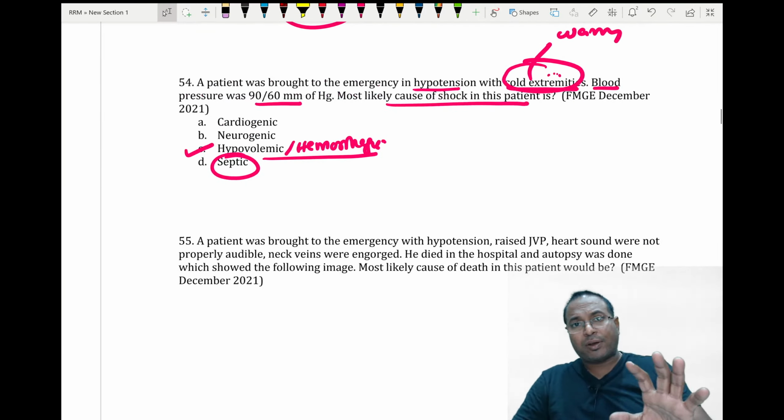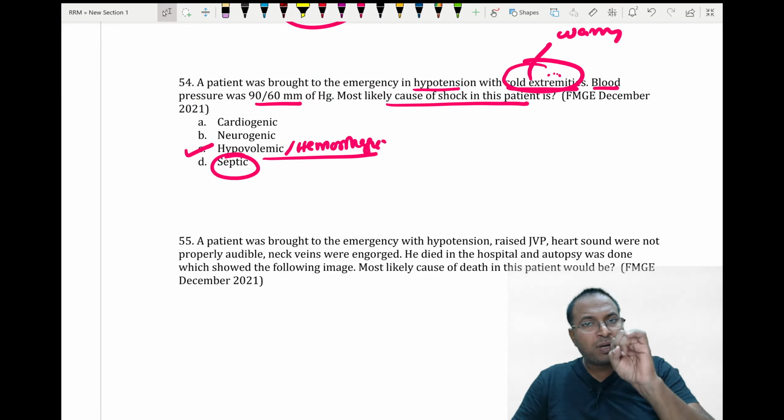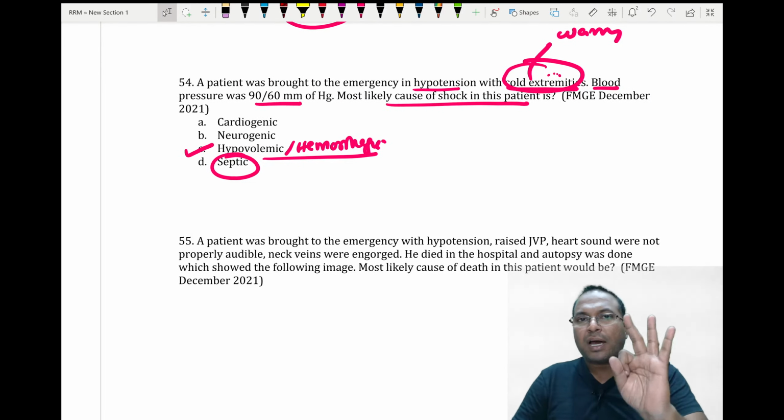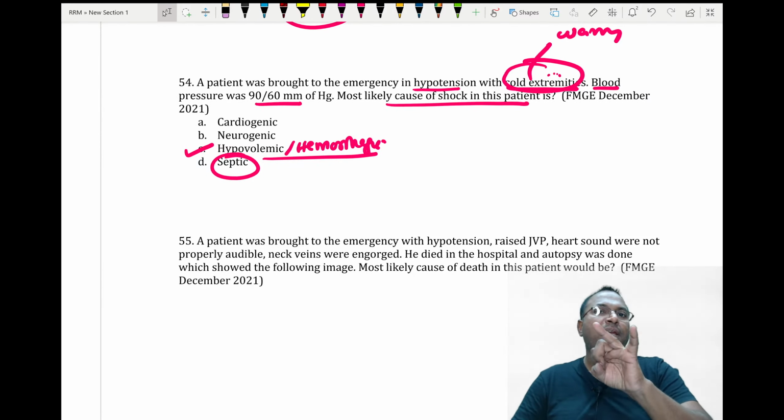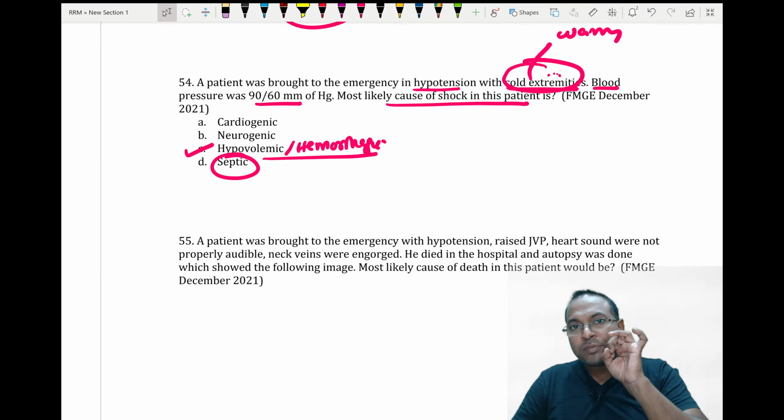So I want to tell you there will be only 3 shocks asked in your exam. 1 is hemorrhagic shock or hypovolemic shock. 2 is septic shock. 3 is cardiogenic shock. Cardiogenic shock is also a medicine question. In surgery, we will get questions only from hemorrhagic shock and from septic shock.